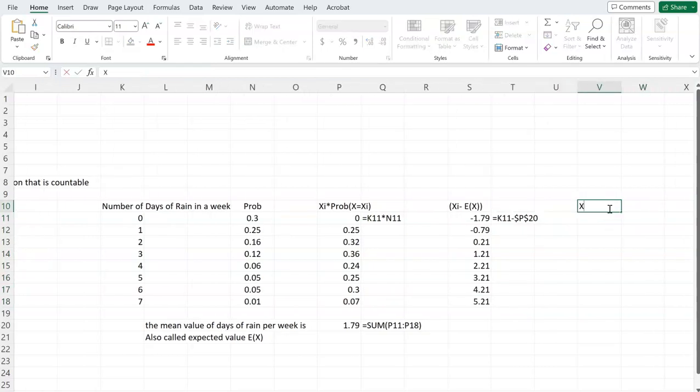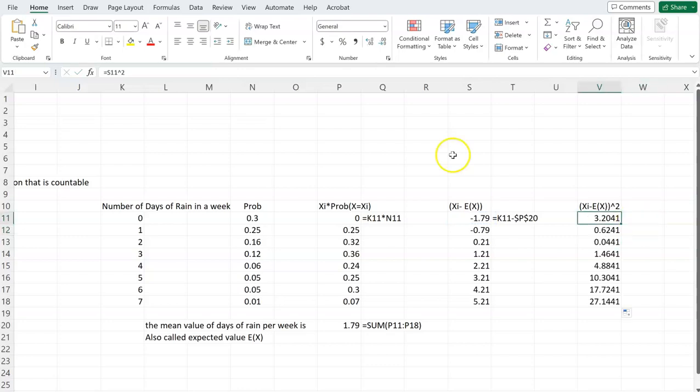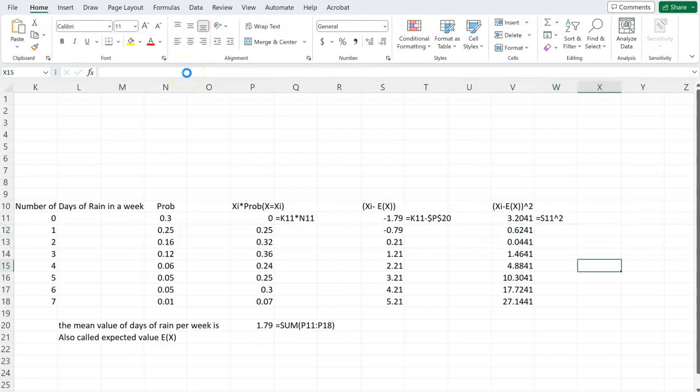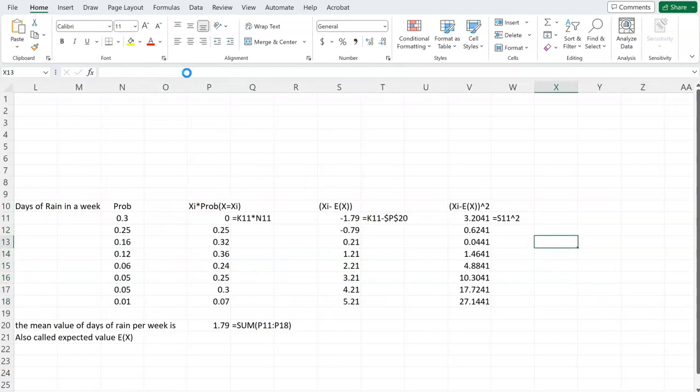So I will do xi minus E of x, squared. So it's just taking this number and squaring it. So that is going to be just that squared. After we square it, we have to multiply it with the probability, or the weight. We can do this in one step, but I'm doing this step by step so that it's easier for us to follow.